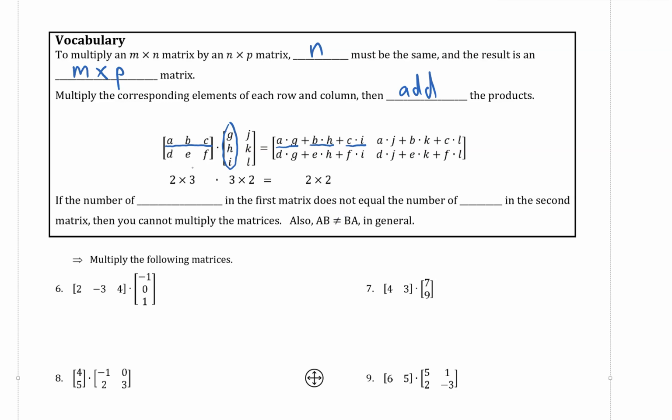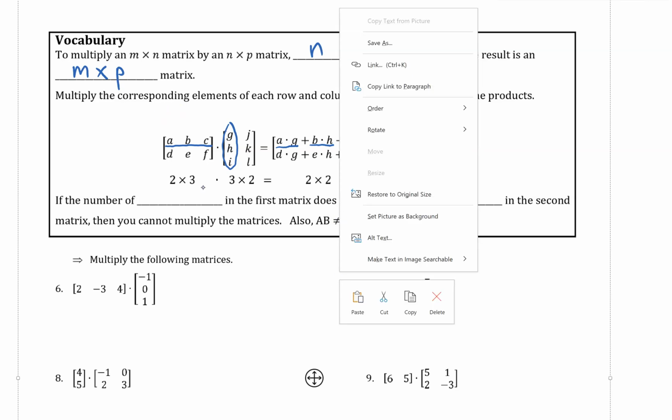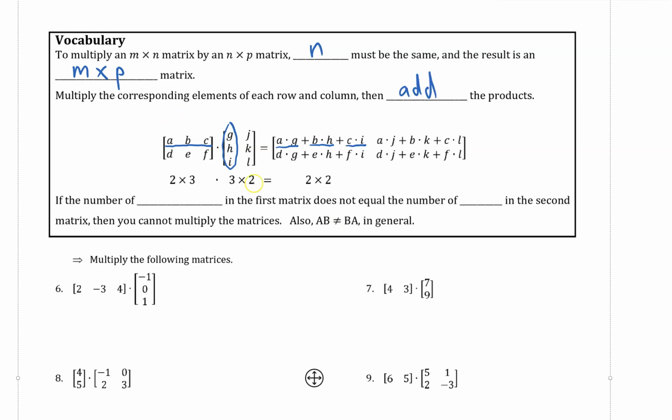Now, keep in mind, this is a 2 by 3. This other one right here, this is a 3 by 2. And since the numbers in the middle are the same, these can be multiplied together, and your answer will result in a 2 by 2 matrix. And that makes sense because here's one row right here. There are two answers to this, and then there are 2 answers here, so there's a total of 2 by 2 answers. Hopefully that kind of makes sense.